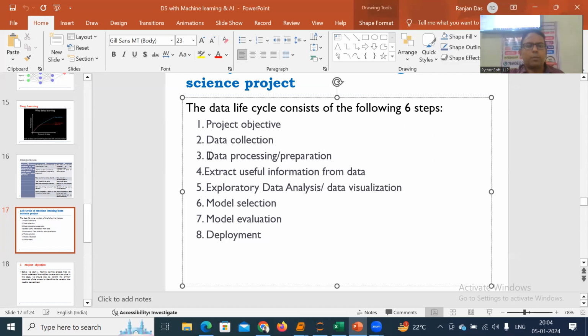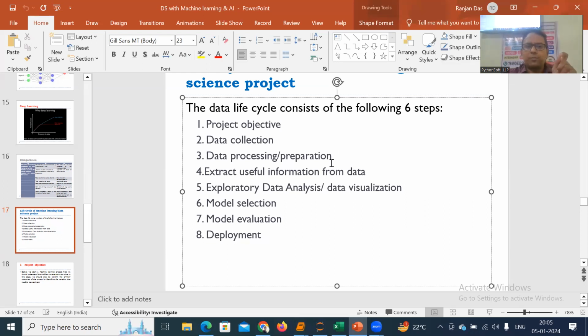Then data processing. That data may contain impurity, so you have to make it pure. Then we can also extract useful information from that data. This is the work of a data scientist. Suppose one piece of information I would ask is: in which range of people does diabetes occur more? Is that useful data or not?